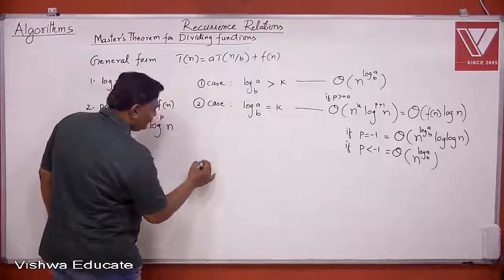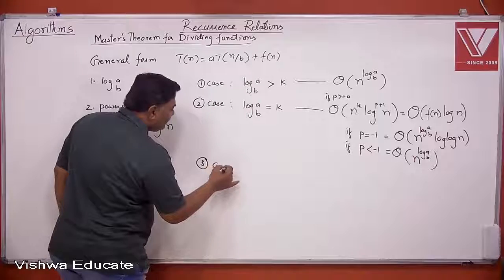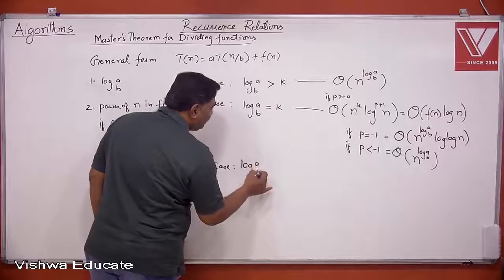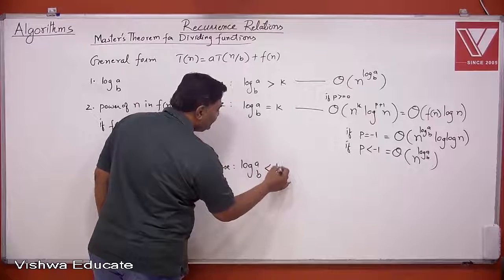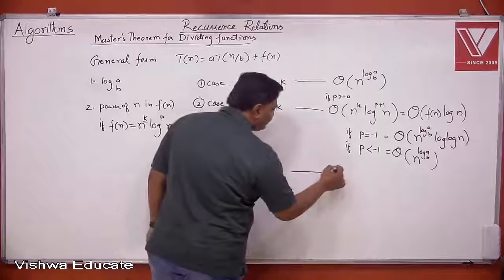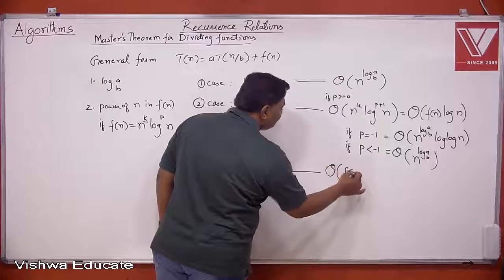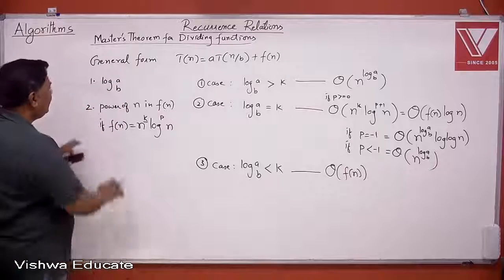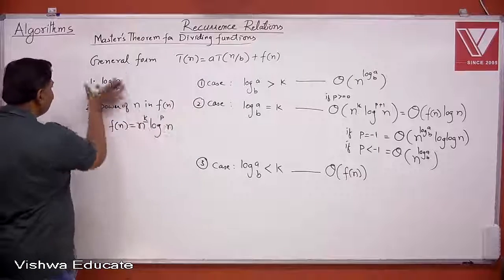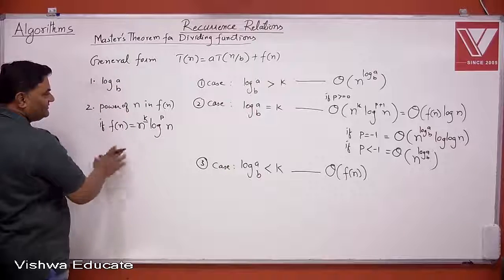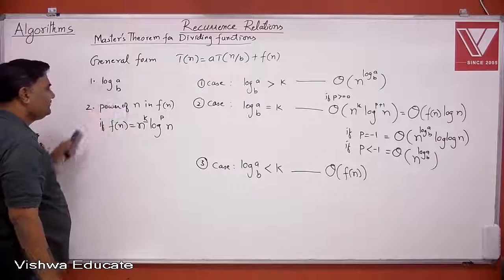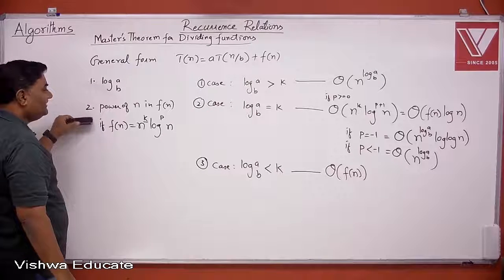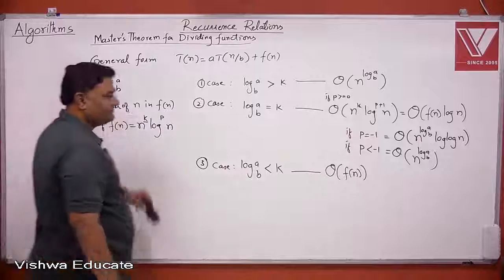Then third case. If log a base b is less than k, then the answer is theta of just f of n. Copy all these things. I'll be removing everything. I'll just keep the cases and I'll give you examples here. So this portion I am going to erase. This is important. You have to find log a base b and the power of n in f of n.